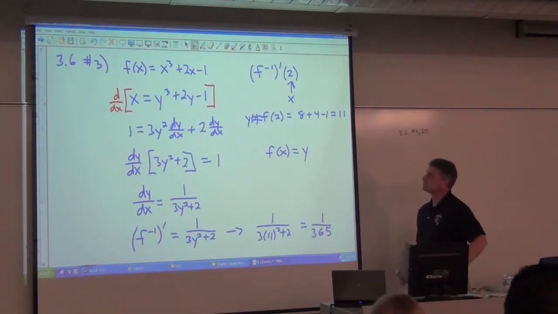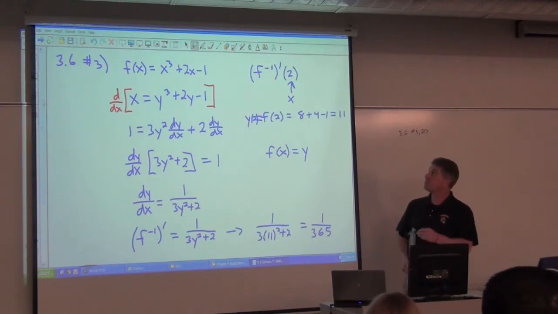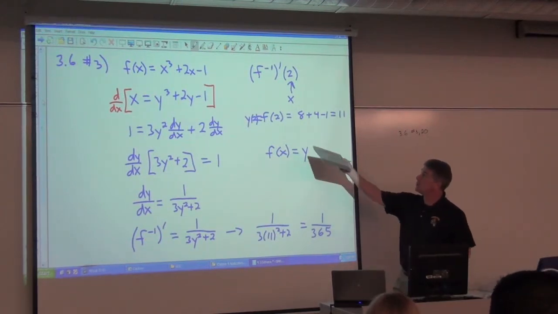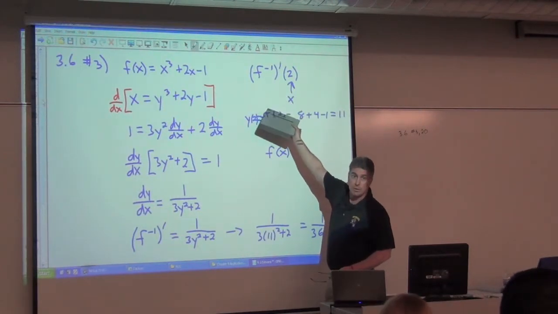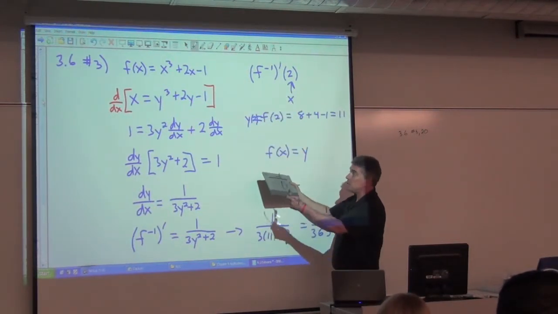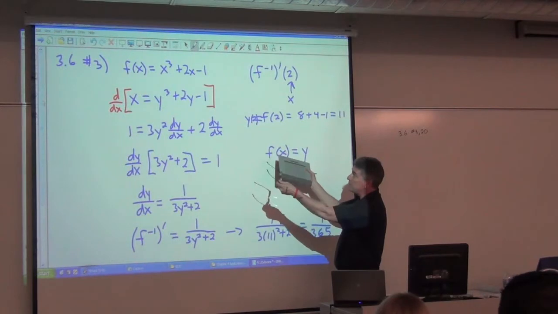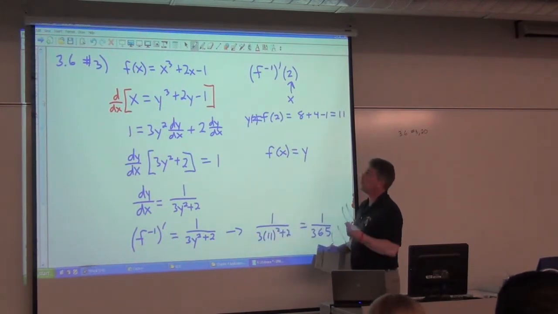So why don't we choose this way to change? It just said we wanted to evaluate. Number 3 said find the derivative of the inverse. Oh. So to find the inverse, you switch the x and y, and then solve. That's why we switched the x and y.